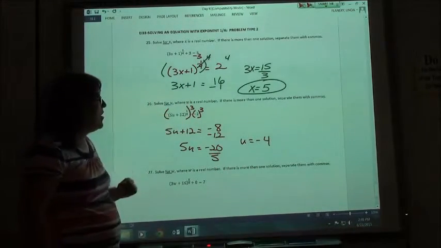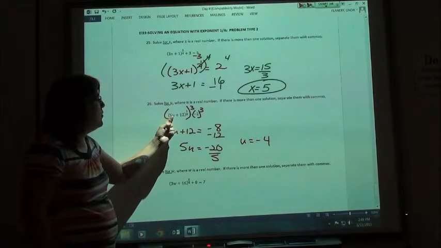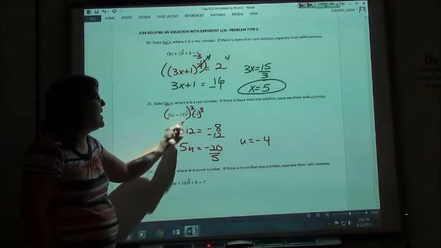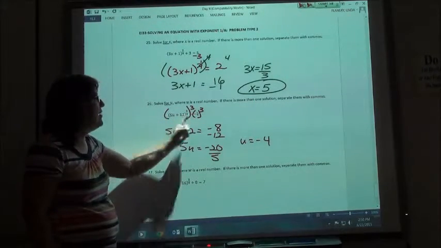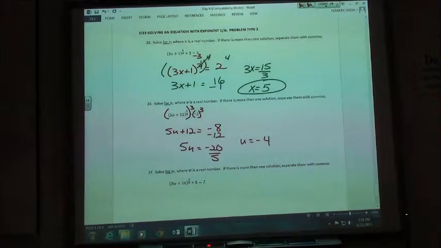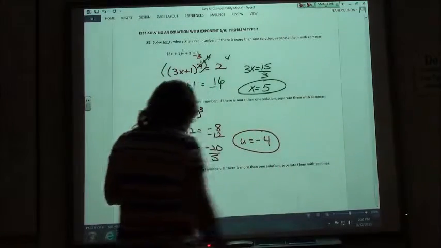Now here we have an odd exponent, so we should be okay. 5 times negative 4 is negative 20. Negative 20 plus 12 is negative 8. And the 3rd root of negative 8, sure enough, is negative 2, right? The cubed root, the 3rd root of negative 8 is negative 2. So that checks out okay.